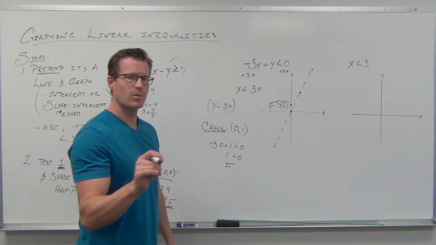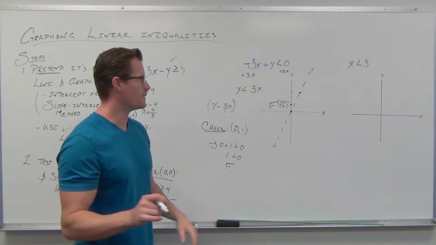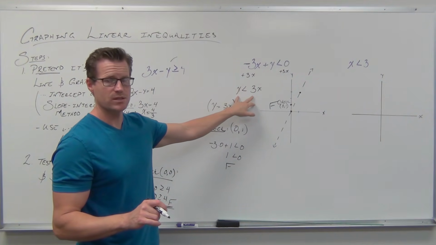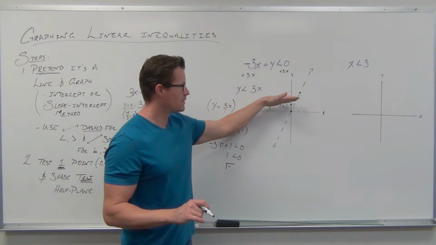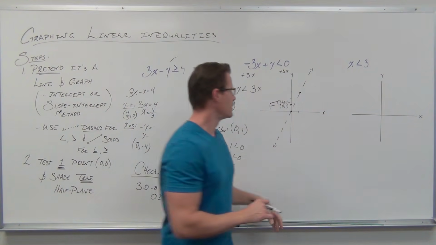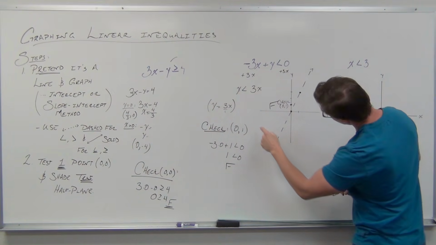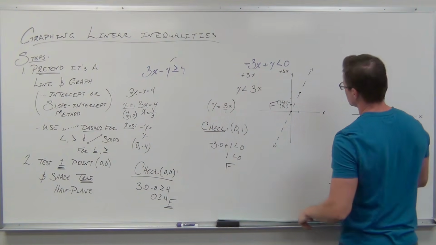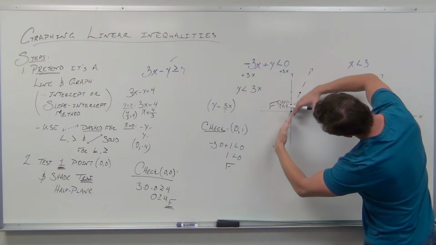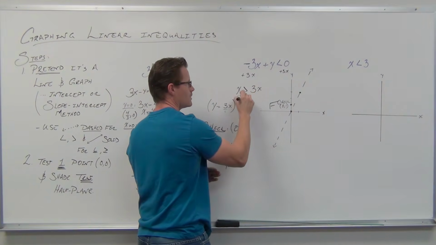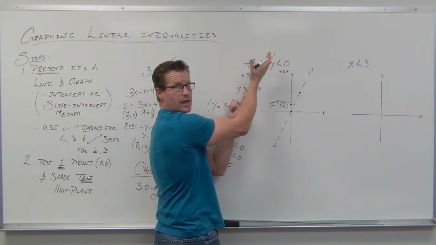Now, I said one last thing. It might not have made a whole lot of sense to you, but if you have it in slope-intercept form, it will also tell you what side of the line to graph on. This says my variable's on the left-hand side. If it looks like this, that arrow's pointing down. So that would be below the line. This would have been above the line.